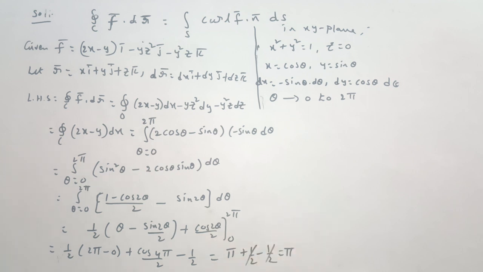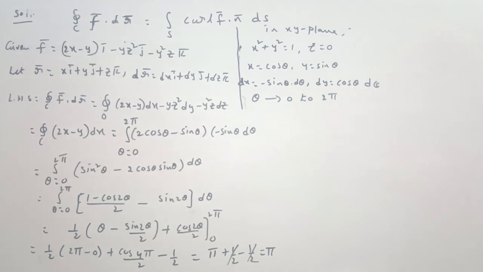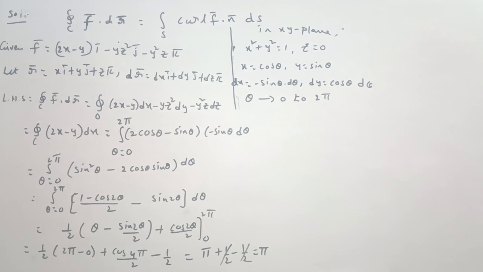What is the value I got? Pi. So the LHS is pi. The left hand side value I got is pi. Understand here?